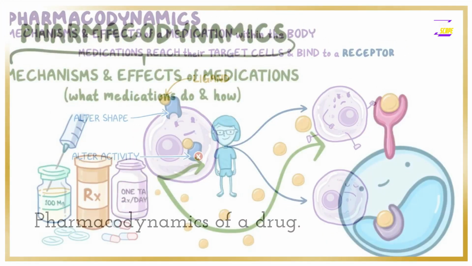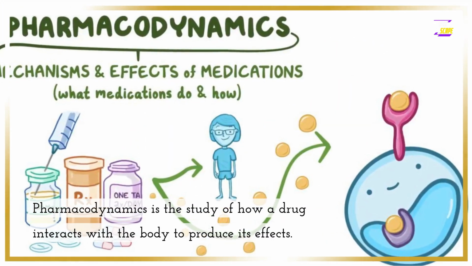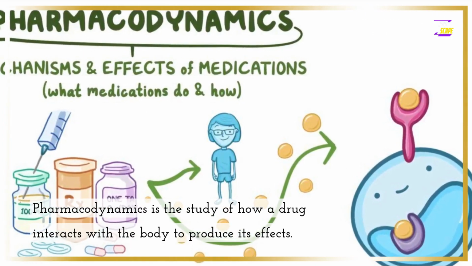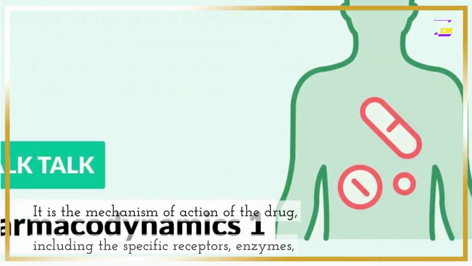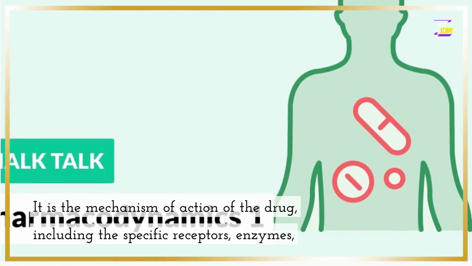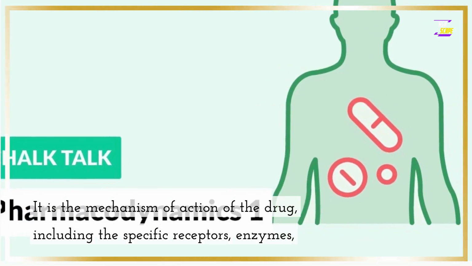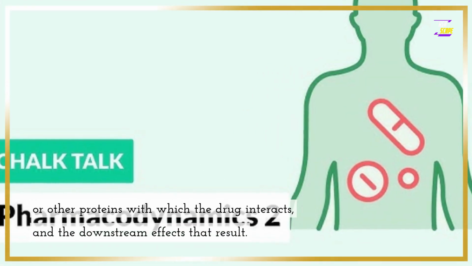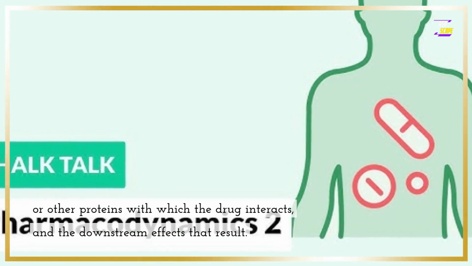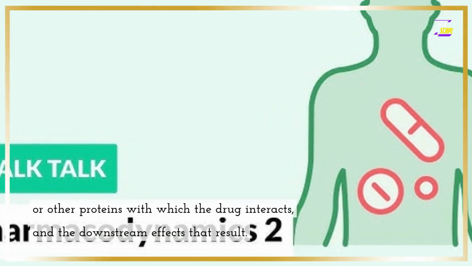Pharmacodynamics of a drug. Pharmacodynamics is the study of how a drug interacts with the body to produce its effects. It is the mechanism of action of the drug, including the specific receptors, enzymes, or other proteins with which the drug interacts, and the downstream effects that result.